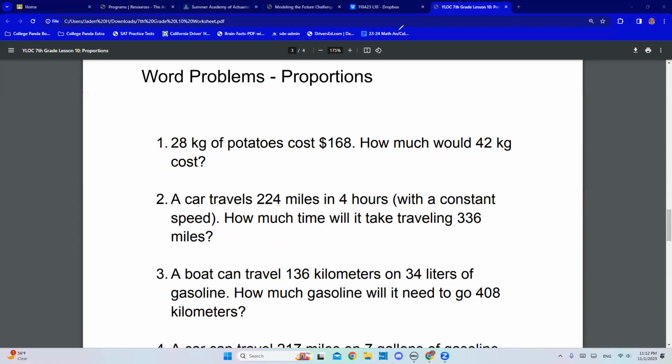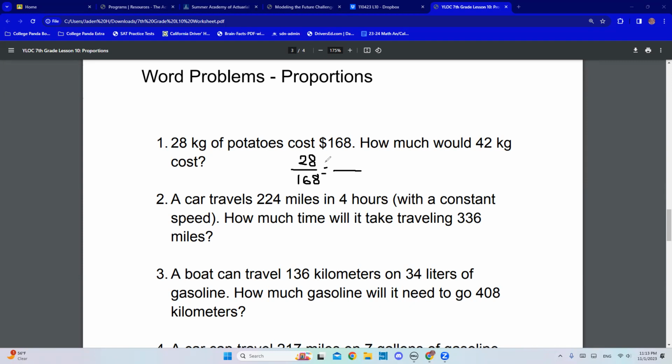All right, let's try word problems now. 28 kilograms of potatoes cost 168. How much would 42 kilograms cost? Well, this involves proportions. So we would set two fractions equal to each other. We could do 28 divided by 168, and that shows you how many kilograms of potatoes you get per dollar. Then we would set it equal to the other fraction.